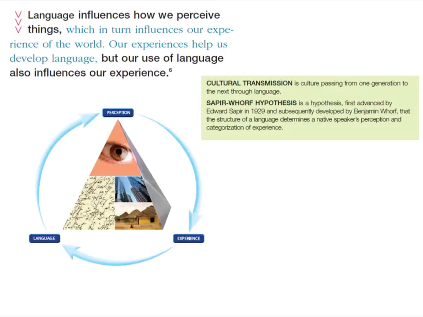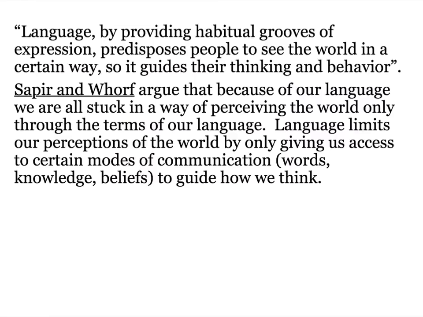The Sapir-Whorf hypothesis is an important hypothesis, also known as linguistic determinism. It was first developed and advanced by Edward Sapir in 1929, and then developed by Benjamin Whorf. The Sapir-Whorf hypothesis argues that the structure of a language determines a native speaker's perception and categorization of experience. So language, by providing habitual grooves of expression, predisposes people to see the world in a certain way, so it guides their thinking and behavior.